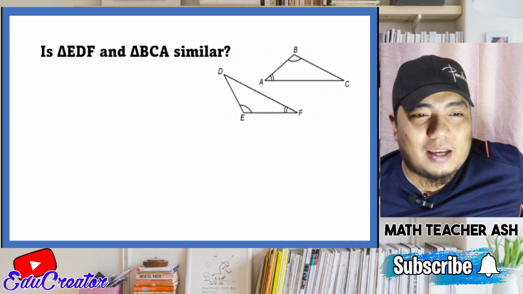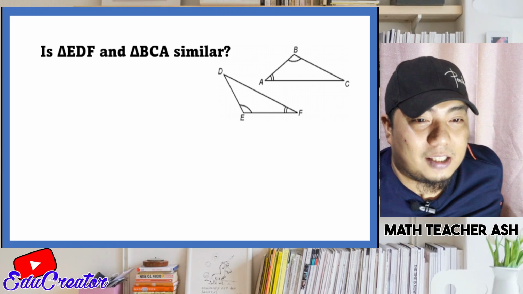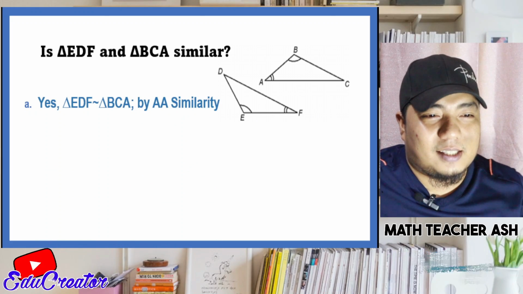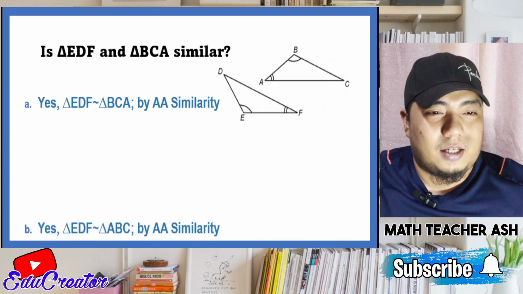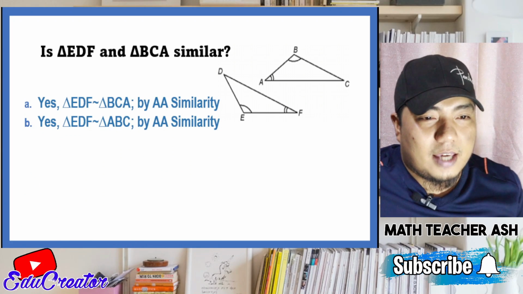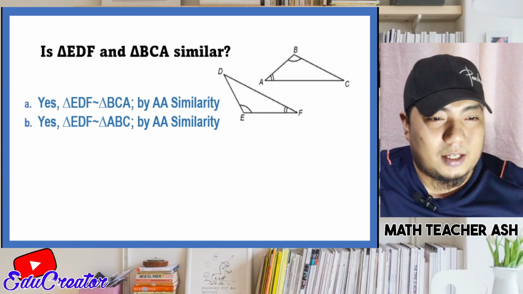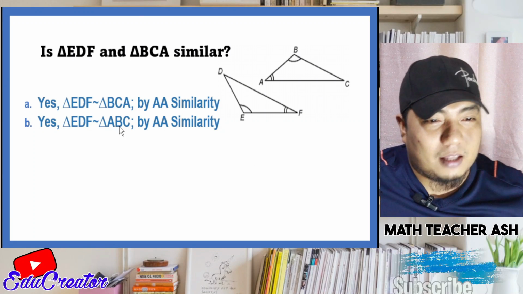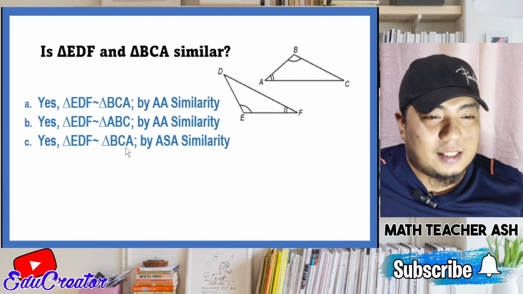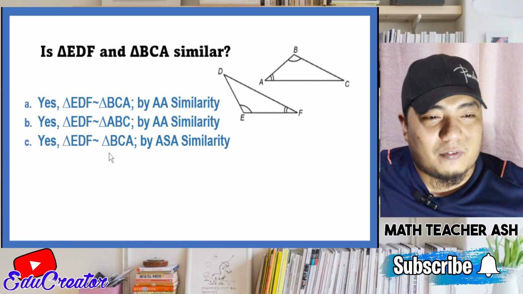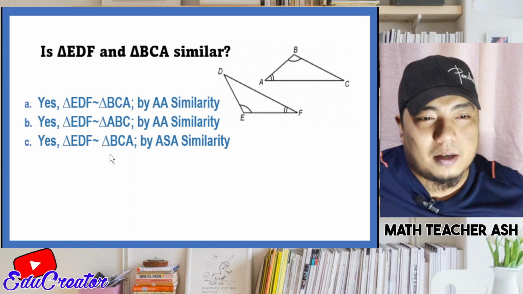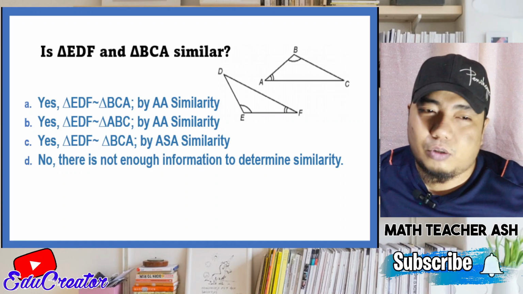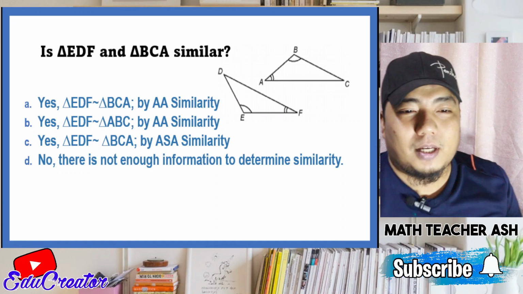Is triangle EDF and triangle BCA similar? Is it A? Yes, by AA similarity. Is it B? Yes, by AA similarity. Okay, so there is a different way in naming the triangle here. Is it C? Yes, triangle EDF is similar to triangle BCA by ASA similarity? Or is it D? No, there is not enough information to determine similarity.